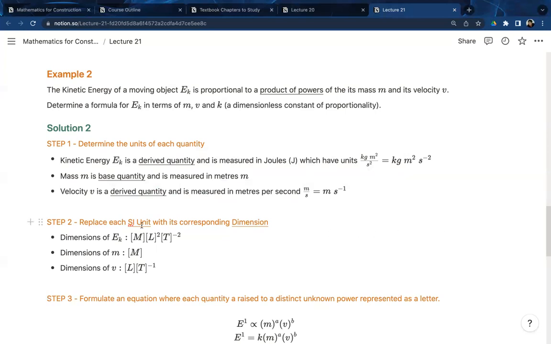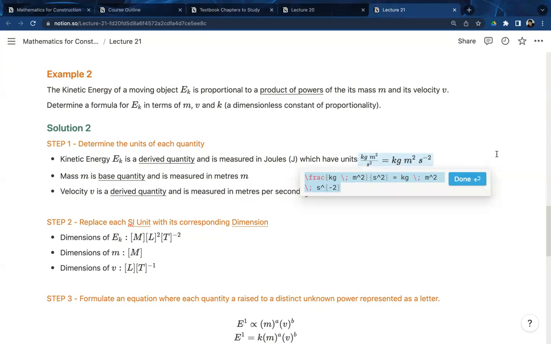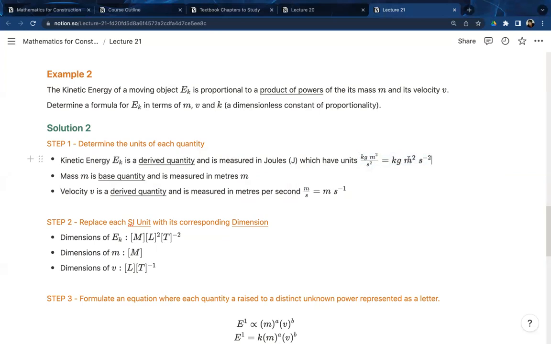That's step one. Step two, each SI unit here, we replace with its dimension. So what are the dimensions of kinetic energy? M L squared t to the minus 2. It's basically substituting M for kg, L for m, and t for s, right? That's kinetic energy. Dimensions of mass, M, dimensions of velocity, L t to the minus 1.